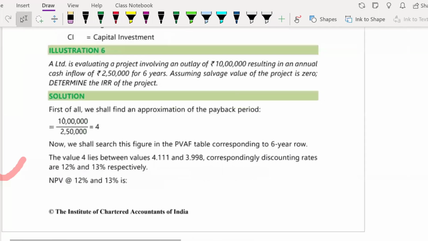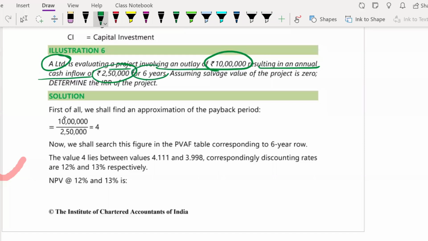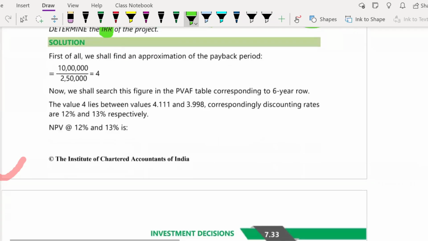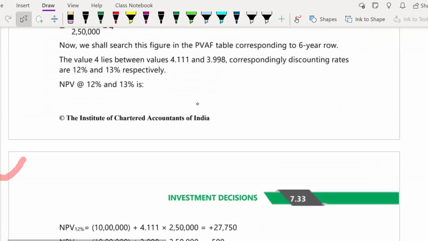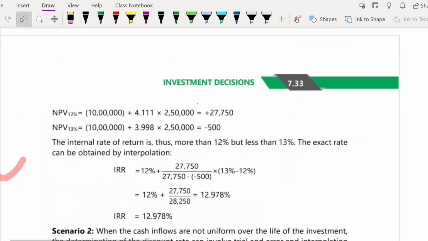Illustration number 4. A Limited has a project involving an outlay of 10 lakh rupees. This is your cash outflow, resulting in a cash inflow of 2,50,000 for 6 years. Assuming the salvage value is 0, determine the IRR for the project. Here you have to find out IRR. So here basically what we do is, we are discounting it at 12% and 13% and seeing what we get as present value. Here we will see what we are getting as NPV.